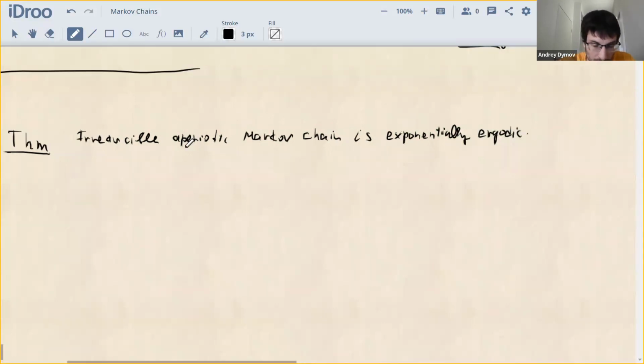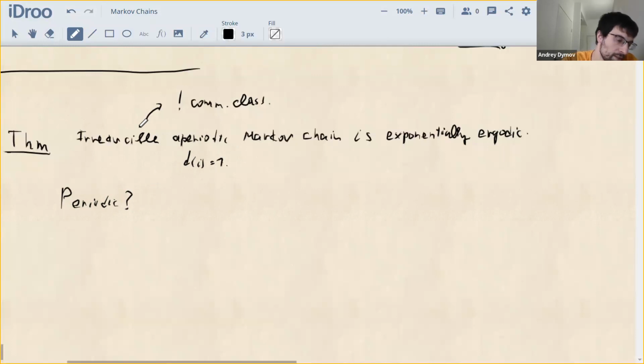What is irreducible? I recall that this means that it has the unique communicating class, right? Aperiodic means that the period of all states equals 1. So the natural question which arises is, what is going on with periodic Markov chains? By periodic, I mean that the period is more than 1. Also I recall that the period of all states of an irreducible Markov chain is the same. I proved this the last time.